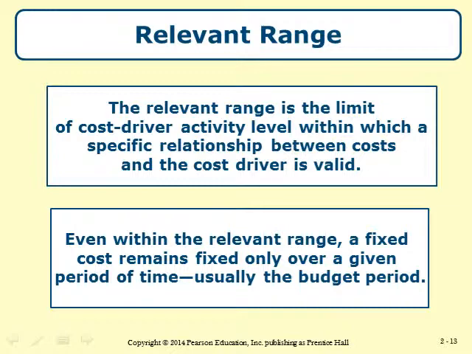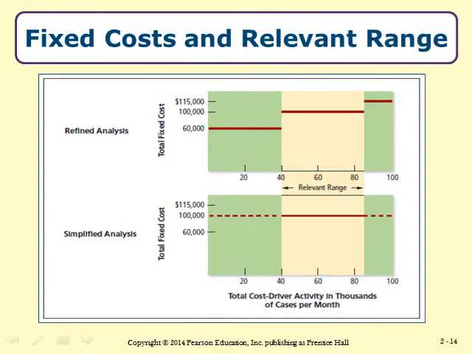So let's walk through an example. Suppose that total monthly fixed costs are $100,000 for a General Electric light bulb plant as long as production is between 40,000 and 85,000 cases of light bulbs per month. However, if production falls below 40,000 cases, changes in production processes will slash fixed costs to $60,000 per month. On the other hand, if operations rise above 85,000 cases, rentals of additional facilities will boost fixed costs to $115,000 per month.